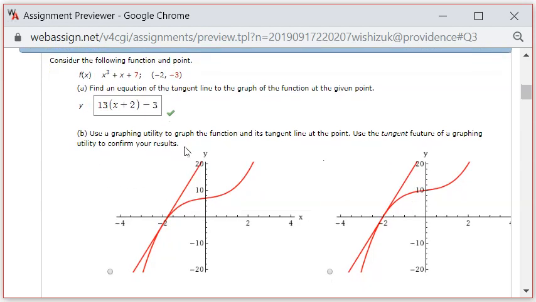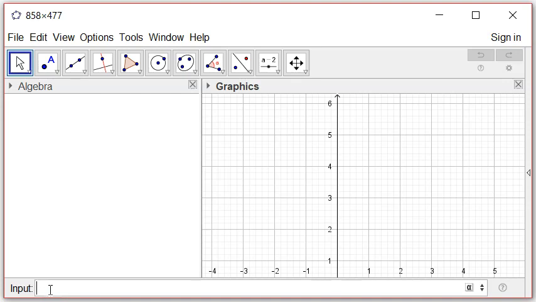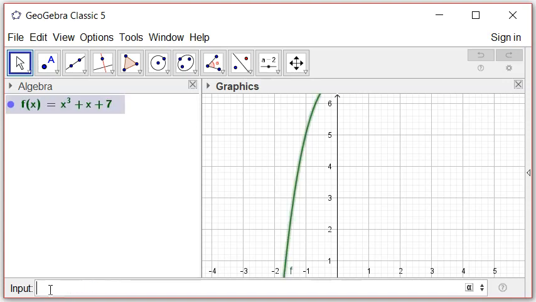Use the graphing utility to sketch the graph of the original function and the tangent line. I'm going to open up GeoGebra and copy the original function here. I have to fix it a little bit. Then hit enter.